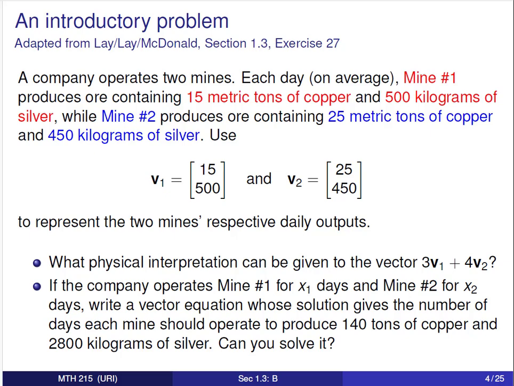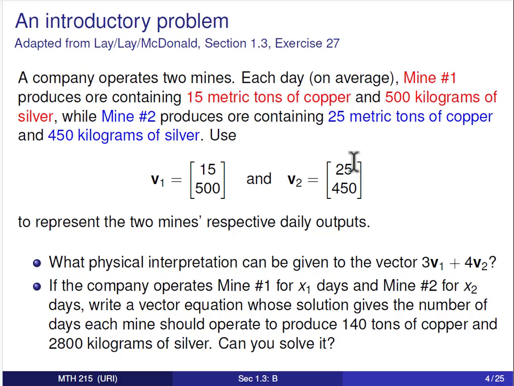I want to start by just pointing out a problem from your textbook. This problem is about two mines. Each day, on average, mine number 1 produces ore containing 15 metric tons of copper and 500 kilograms of silver. That's just what is in that mine. While mine number 2 produces ore containing 25 metric tons of copper and 450 kilograms of silver. So the problem instructs us to use vector v1 equal to (15, 500) and vector v2 equal to (25, 450) to represent the two mines' respective daily outputs.